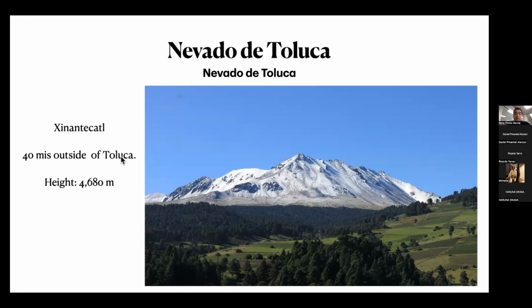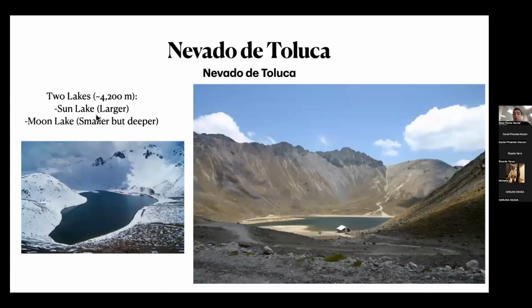The volcano itself is about 40 minutes outside of Toluca, towards the west. The highest peak is at 4,680 meters, so you can see it's somewhere around here. Now, there's something also very interesting about this volcano. It has been dormant for thousands of years, but there are lakes on the volcano. There are two main lakes: the Lake of the Sun, or Sun Lake, and the Moon Lake. The two lakes are at a height of about 4,200 meters above sea level, which is pretty high.